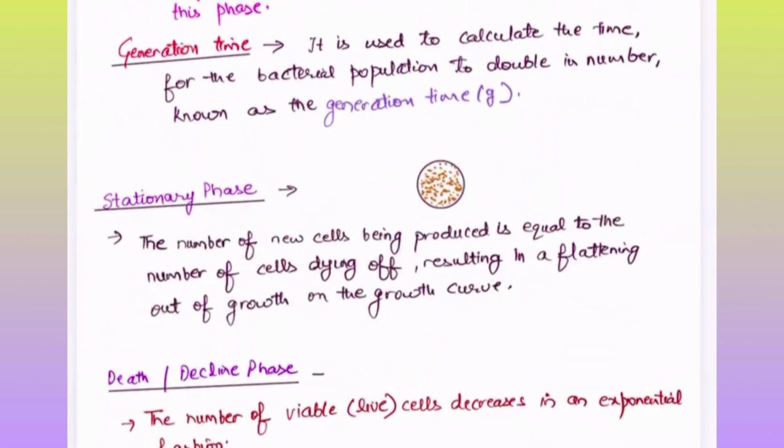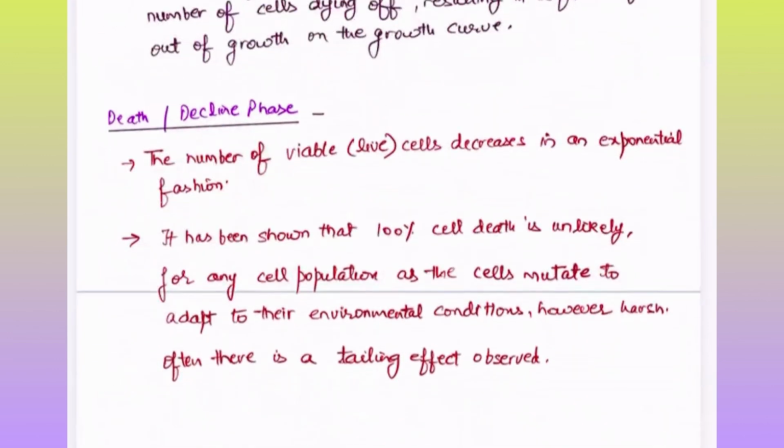Stationary phase means the number of cells being produced is equal to the number of cells dying off, resulting in a flattening out of growth on the growth curve. Death phase, or decline phase, is when the number of viable live cells decreases in an exponential fashion. It has been shown that 100% cell death is unlikely for any cell population as the cells mutate to adapt to their environmental conditions. However, often there is a tailing effect observed.